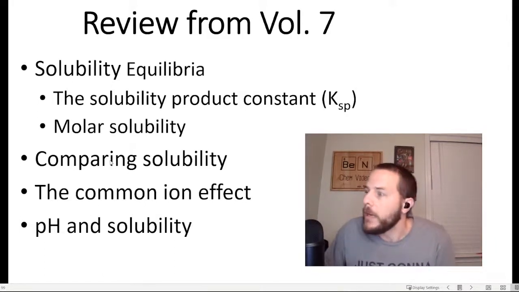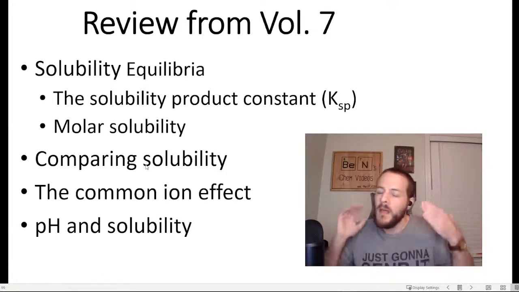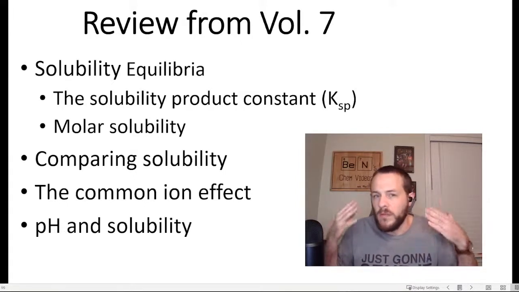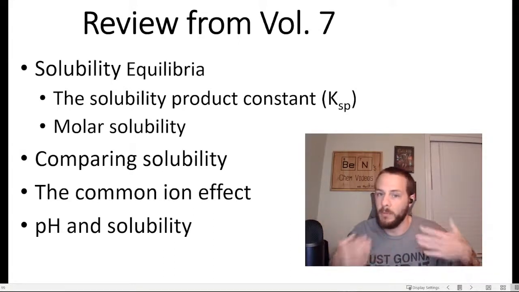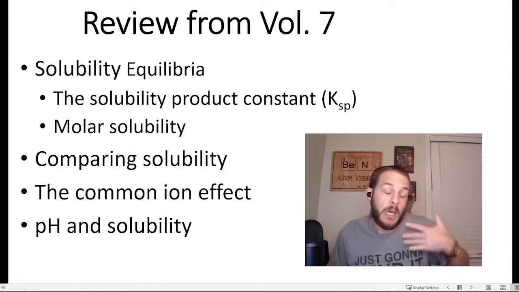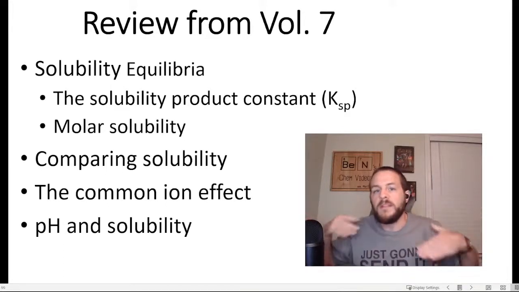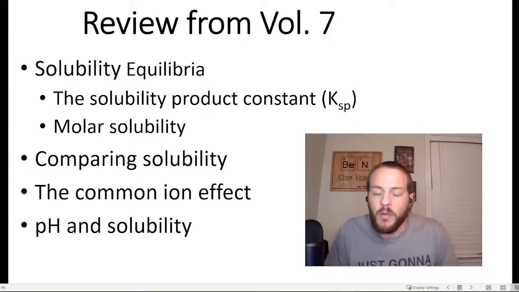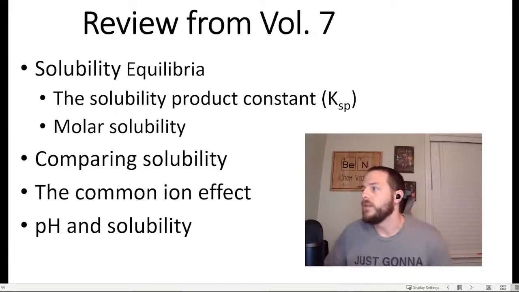We talked about comparing the solubility of two ionic compounds and how comparing the values of KSP may or may not be a valid comparison. It all depends on the dissolution stoichiometry, right? If your ionic compound dissociates into the same number of ions, then you can compare those values of KSP to determine which ionic compound is more soluble than the other. But if those two ionic compounds dissociate into different numbers of ions, then you cannot just use KSP to compare their relative solubilities. So that's something that we talked about.